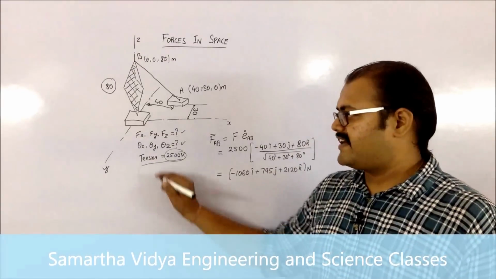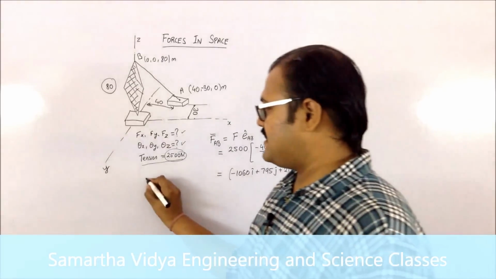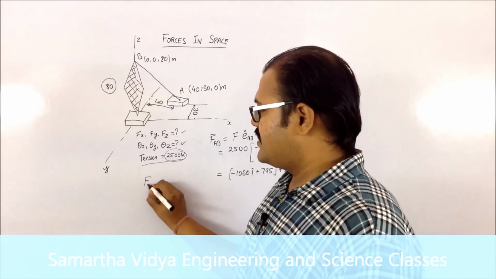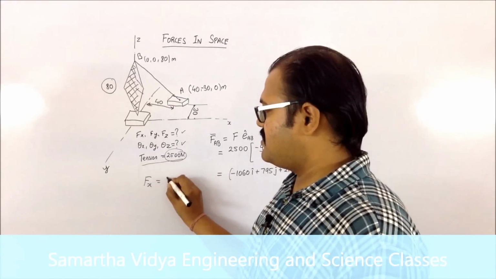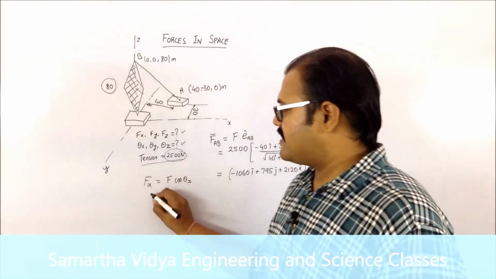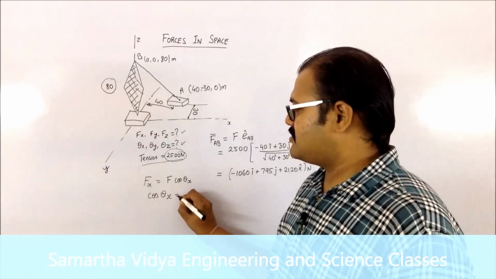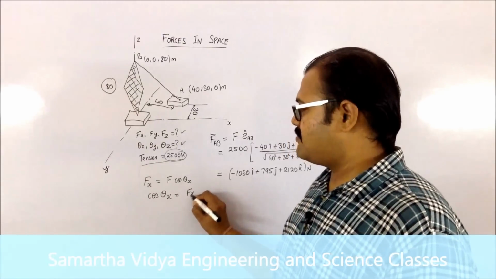Next, you have to find what are the angles. To find the angles, you can simply use this set of equations, that is, your Fx is going to be equal to F into cos theta x. So you can just find what is going to be your cos theta x. That is going to be nothing but Fx upon F.